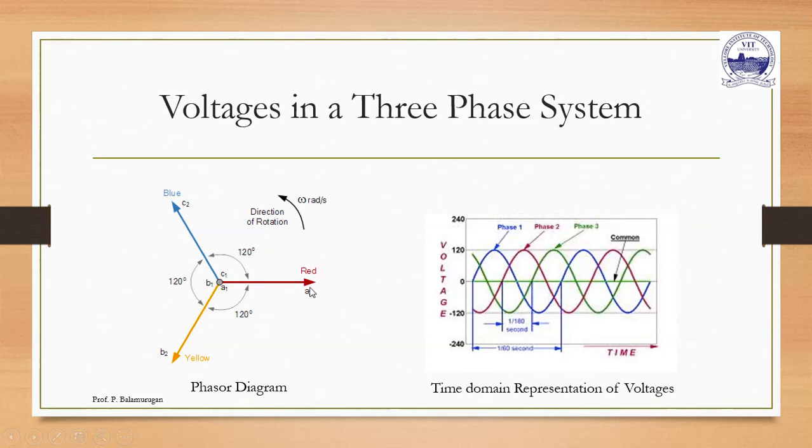So we consider three phases A, B and C, and if you observe, all the phasors are of equal magnitude, equal length, and the angle between the phasors is 120 degrees. All these three vectors rotate at a constant speed of omega radians per second, which means the frequency of all the three phase voltages is the same.